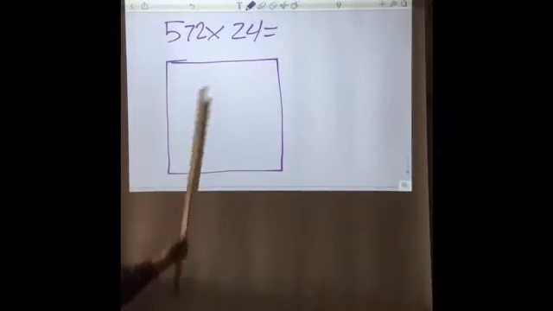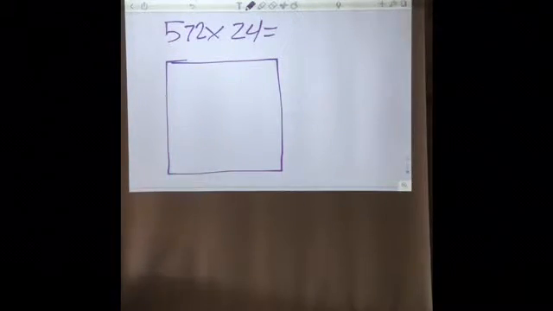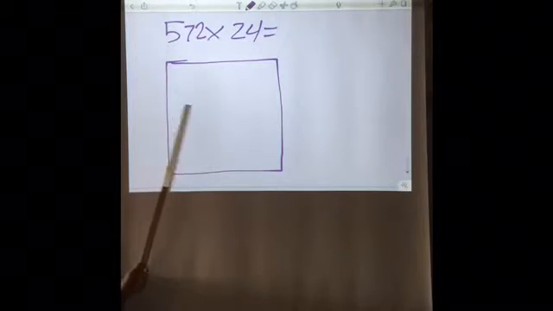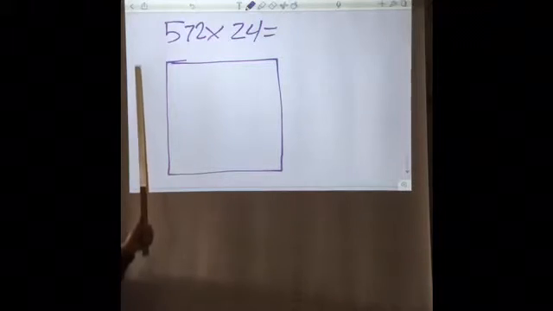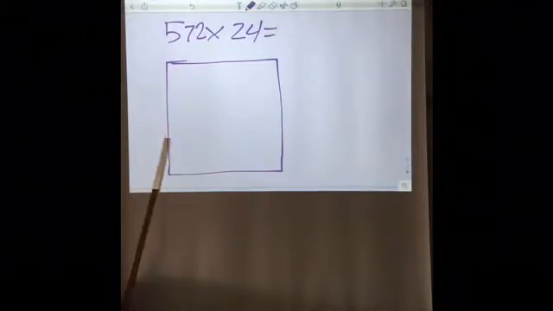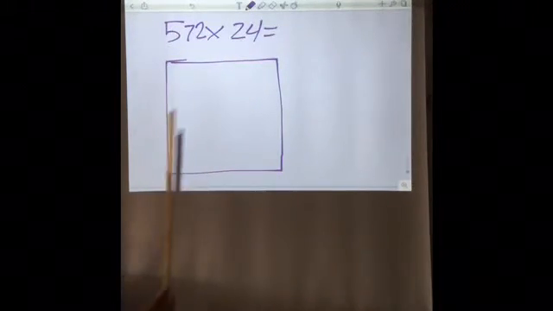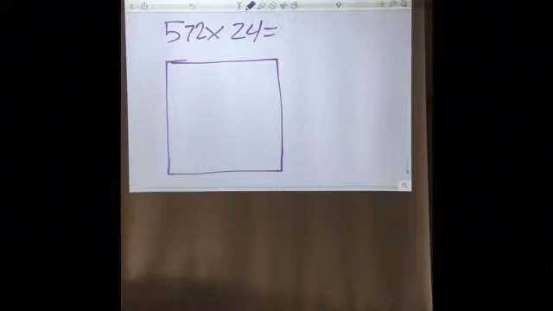572 times 24. How many boxes are we going to need to go down the, which way is this? Is this length or width? Length, and this is width. So, how many boxes do we need for our length? 3. We need 3. So let's break it apart.